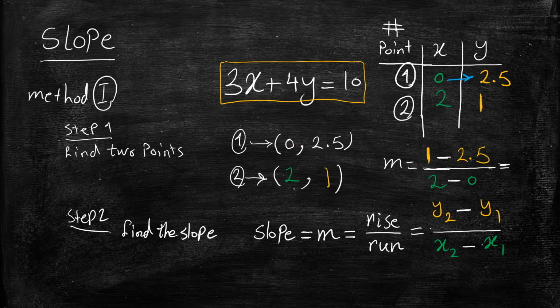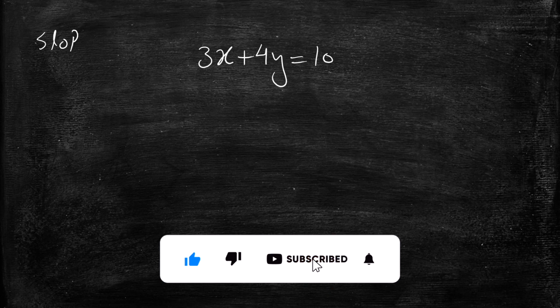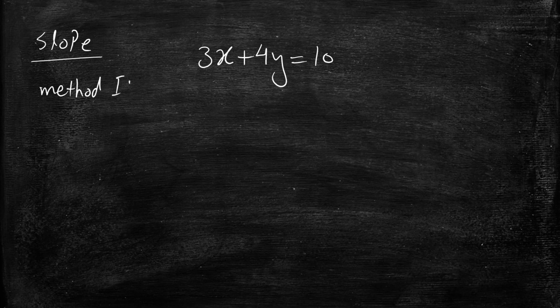So the slope equals, on the top, 1 minus 2.5, that's negative 1.5 over 2 minus 0, that's just 2. So now negative 1.5 divided by 2, that's the slope. You can put that in the calculator and you will find out the result is negative 0.75. But the important point is that we found the slope. So that's method number 1. So we're going to again find the slope. This is method number 2.